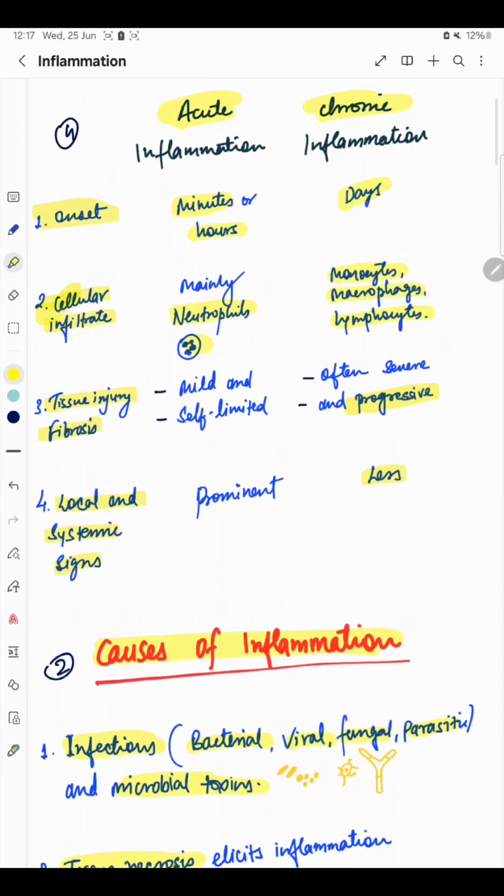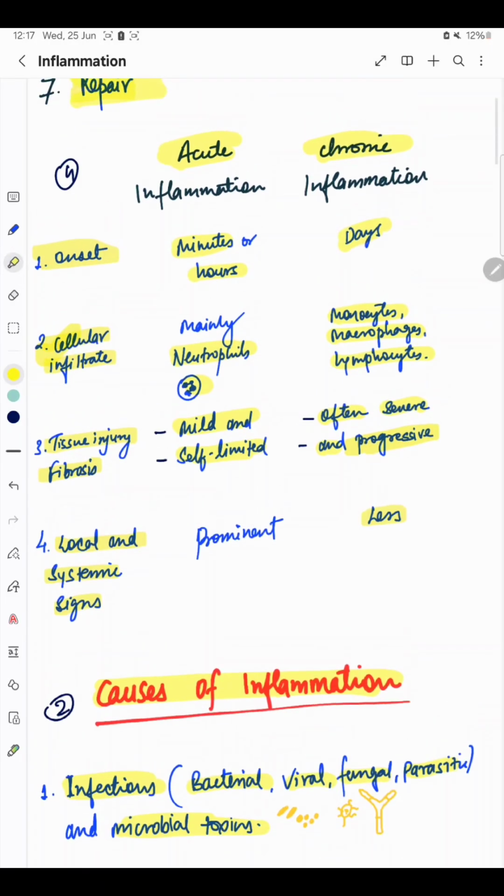Tissue fibrosis. In acute inflammation, usually mild and self-limiting tissue injury or fibrosis is there, but in chronic inflammation there is often severe and progressive tissue injury and fibrosis. Local and systemic signs. Usually local and systemic signs like swelling, fever, pain are more prominent in acute inflammation and less commonly seen in chronic inflammation.